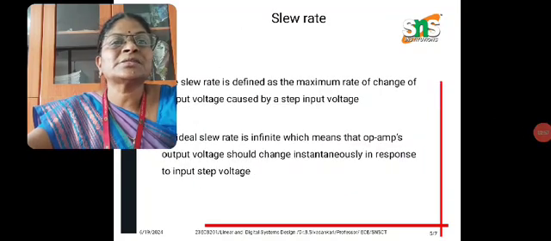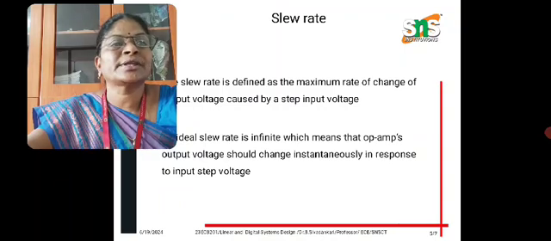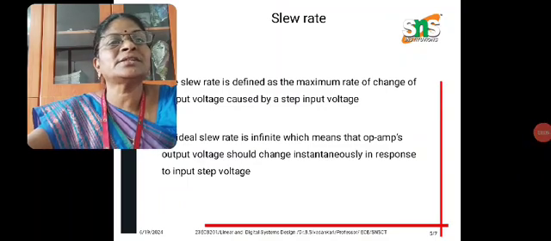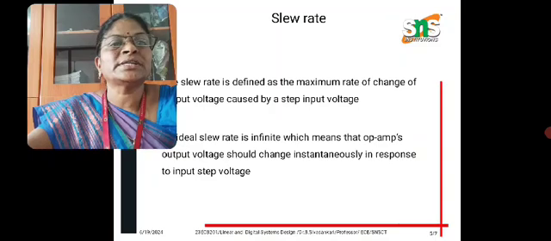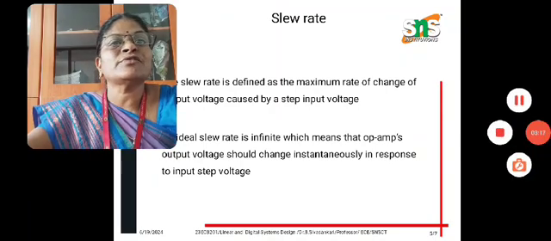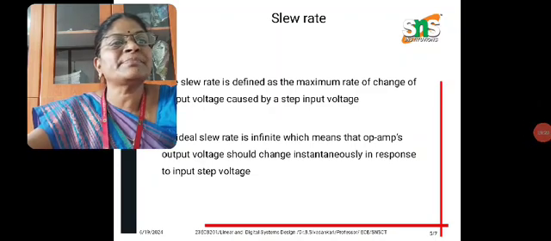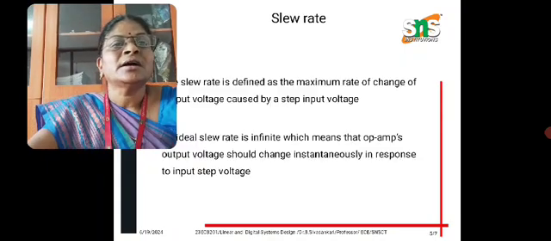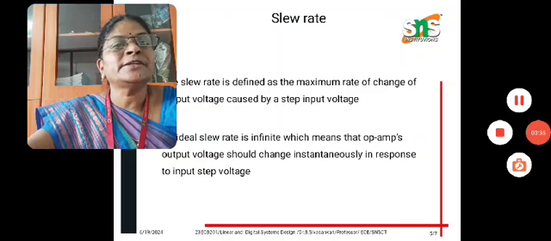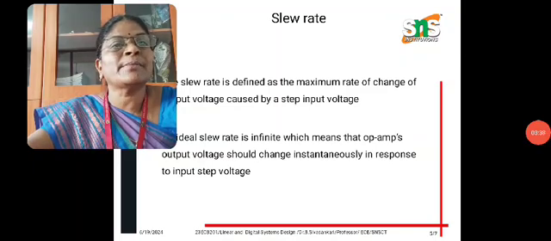So next, slew rate. Why are we going for slew rate? The slew rate is defined as the maximum rate of change of output voltage caused by a step input voltage. An ideal slew rate is infinite, which means that the op-amp's output voltage should change instantaneously in response to an input step voltage. So this is all about slew rate.